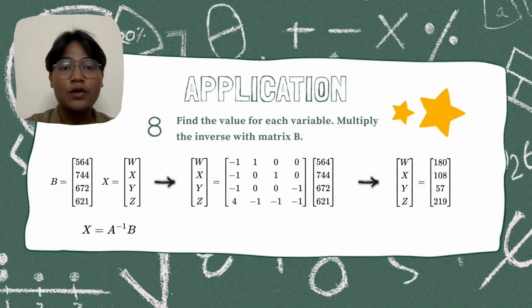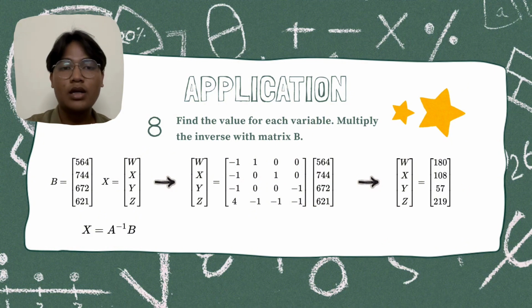Now, we move to the final step, which is finding the values of each variable. We use the formula X equals A inverse B, where A inverse is the inverse matrix that we calculated earlier and B is the constant matrix given in the question. Next, we multiply the inverse matrix by matrix B, and performing the matrix multiplication, we obtain the solution vector.